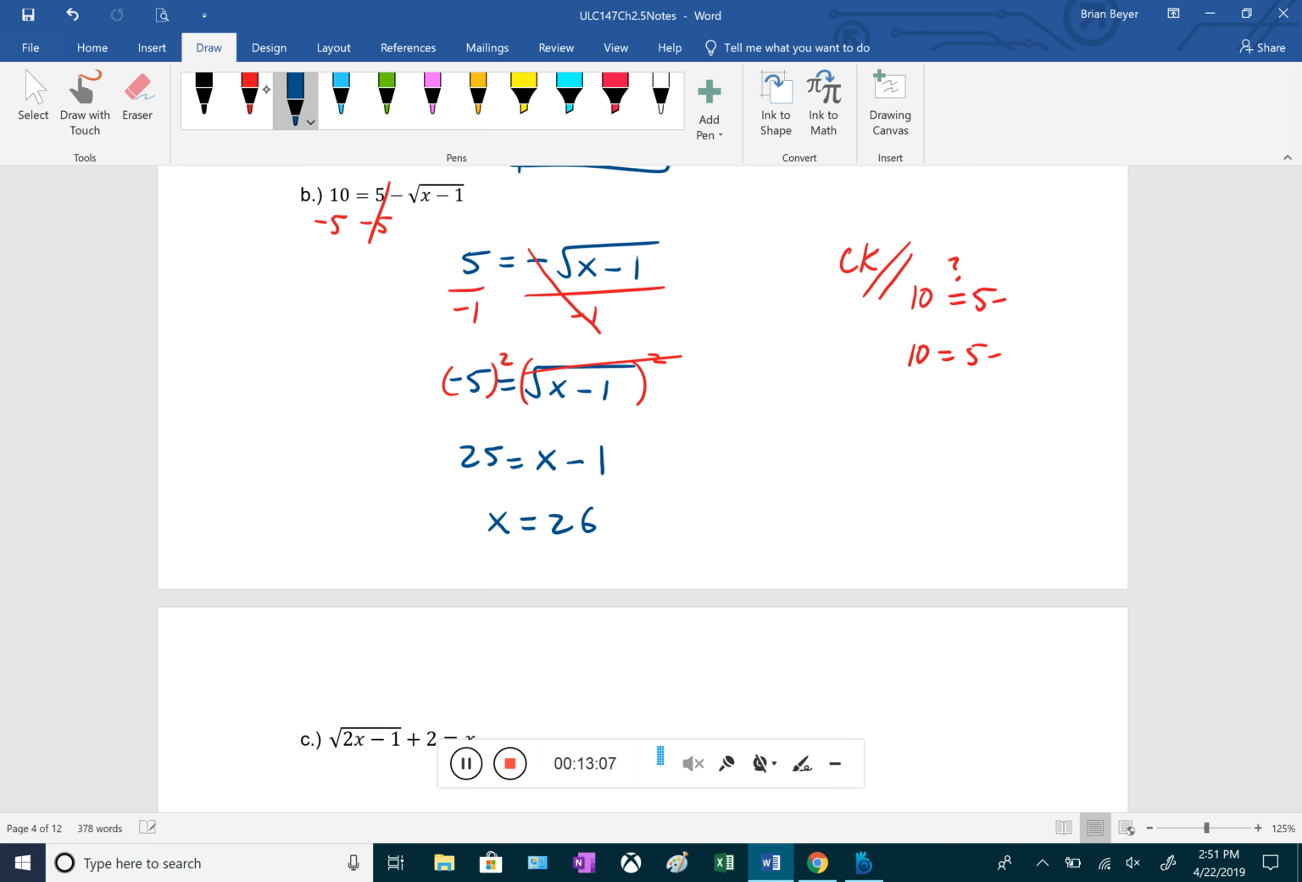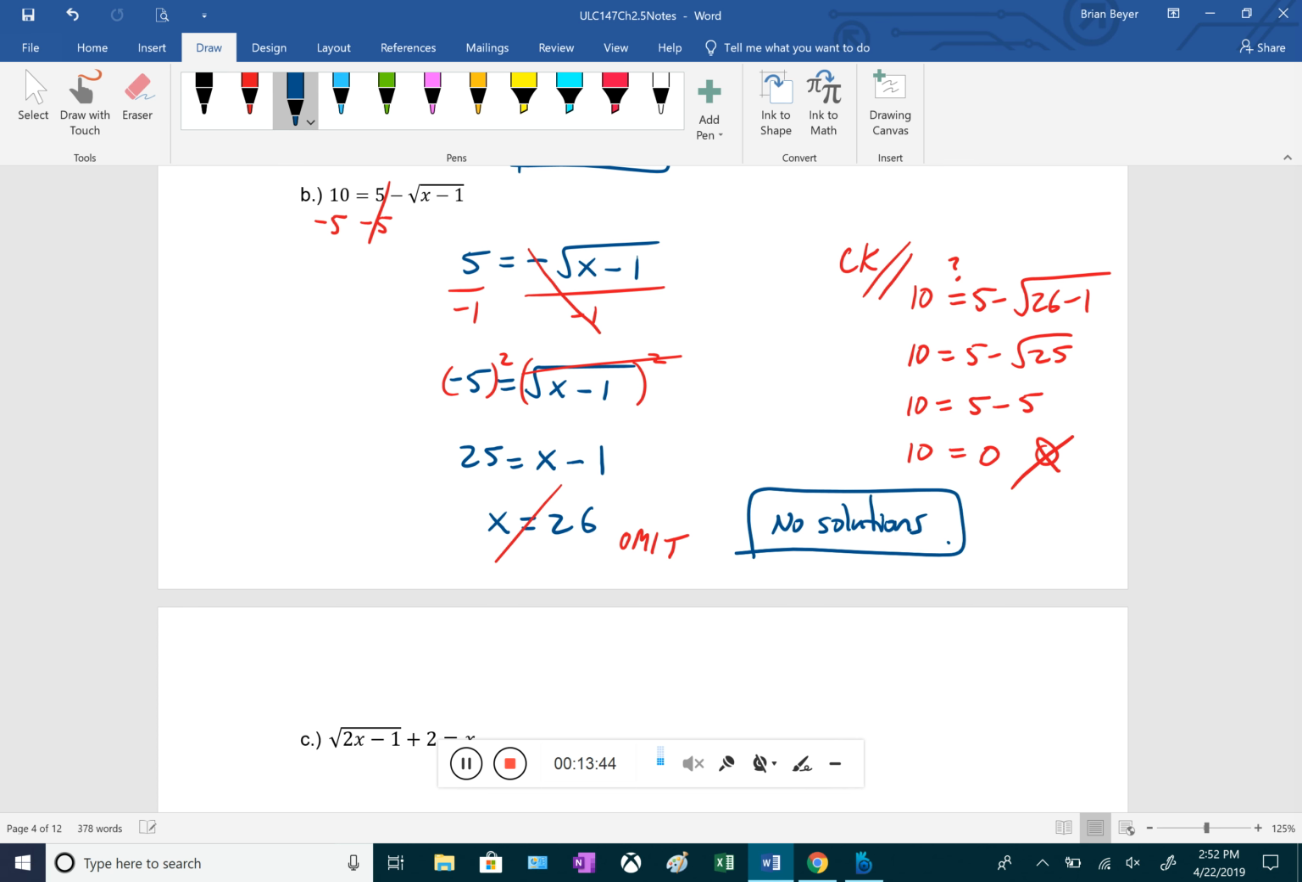So sorry about that. For checking this now, it's going to be 5 minus the square root of 26 minus 1. So that's going to give us the square root of 25, which gives us 5 minus 5. So that gives us 0 on the right. That does not equal 10, so I'm going to put a little x. So we actually have to omit this value over here, and that means there are no solutions. Okay, so that time our answer did not check out. So there's no solutions.